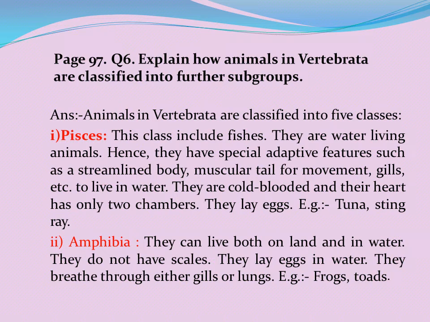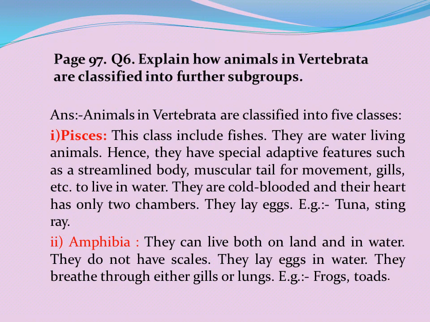Page number 97, question number 6. Explain how animals in Vertebrate are classified into further subgroups. Answer. Animals in Vertebrate are classified into 5 classes. 1. Pisces. This class includes fishes. They are water-living animals. Hence, they have special adaptive features such as a streamlined body, muscular tail for movement, gills, etc. to live in water.